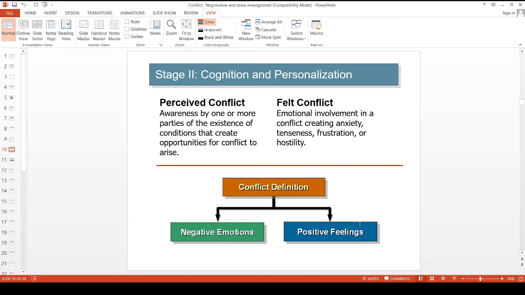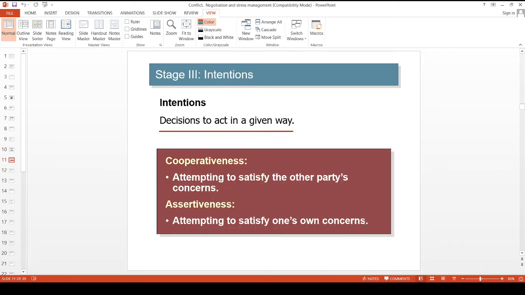The third stage is the intentions stage. This is the third stage, which is termed the intention stage in the conflict process. In this stage, we make decisions to act in a given way, we decide how we should act in a particular situation. These intentions depend on two important things. The first one is cooperativeness. The other one is assertiveness.